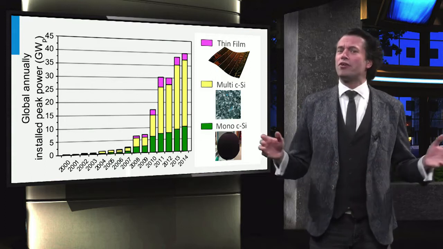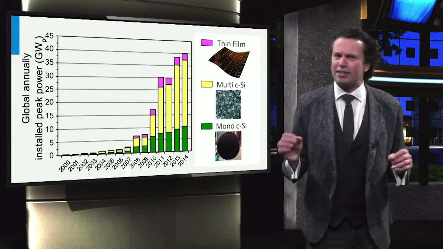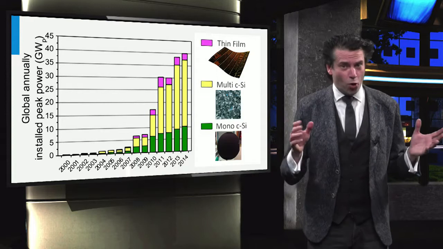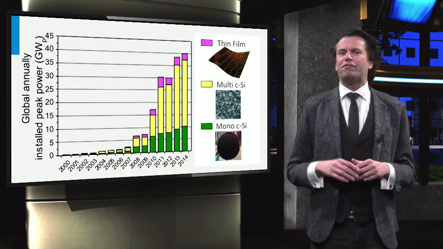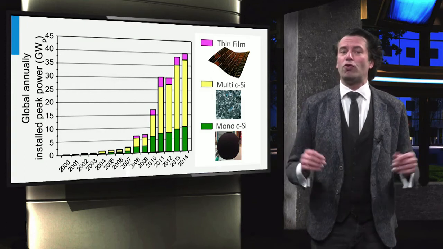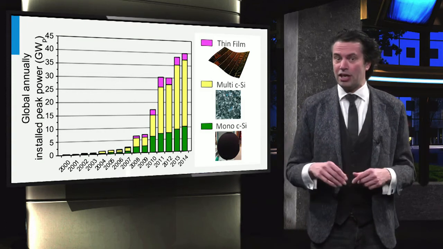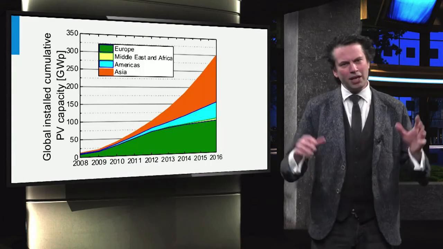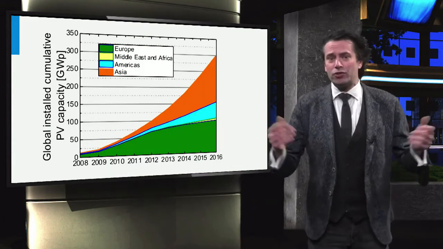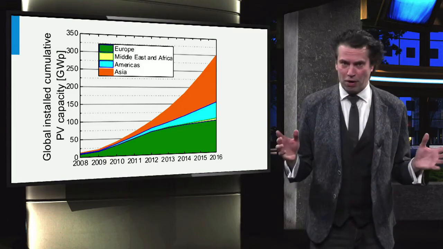The pink color in the graph corresponds to the inorganic thin film PV technologies like amorphous silicon, cadmium telluride and CIGS. These thin film PV technologies are responsible for the remaining few percent and will be discussed in week 5 of this course. The next graph shows again the worldwide cumulative installed PV power.